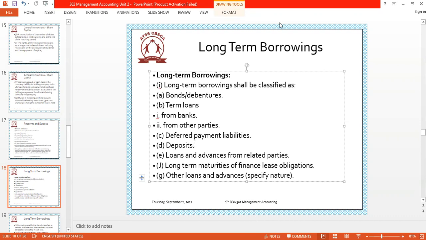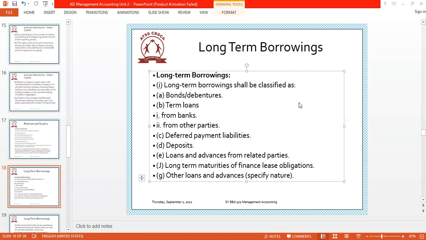Other students can also read. Satvinder, can you read, please? Tarannum. Yes, sir. Long-term borrowings shall be classified as bonds, debentures, term loans from banks, from other parties, deferred payment liabilities, deposits, loans and advances from related parties, long-term maturities of finance lease obligations, other loans and advances.